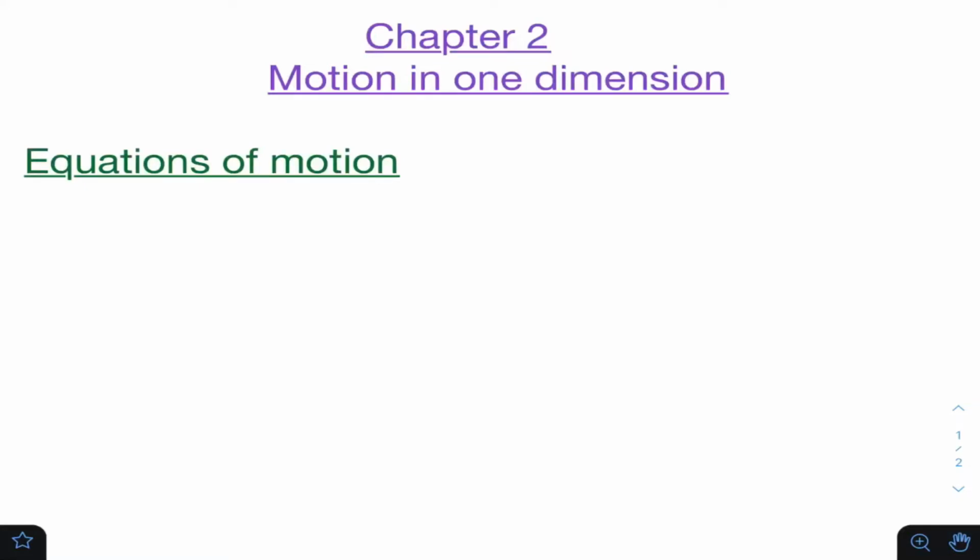Good morning, children. Today we will start a new topic of chapter 2, equations of motion. This topic is very important as far as numericals are concerned because in my next video, when I will discuss numericals with you, we'll be using these equations of motion. So before we come into that, we should know what these equations of motion are and we have to derive them.